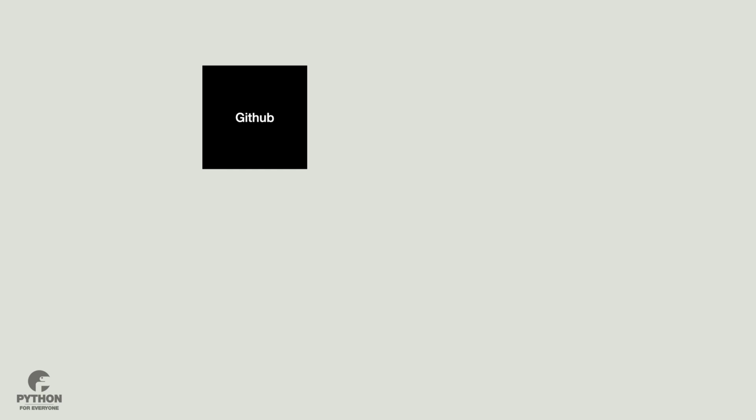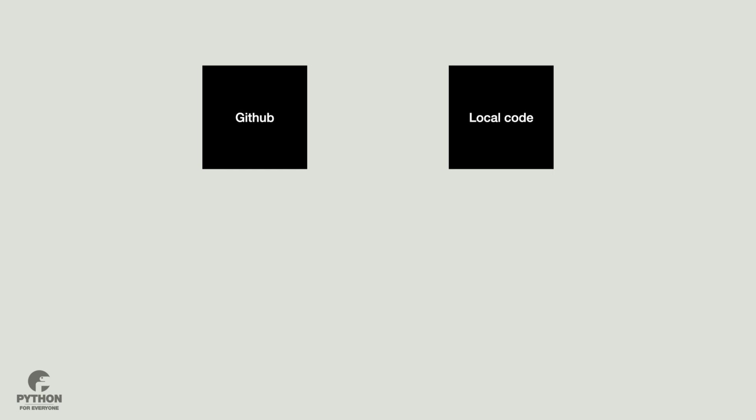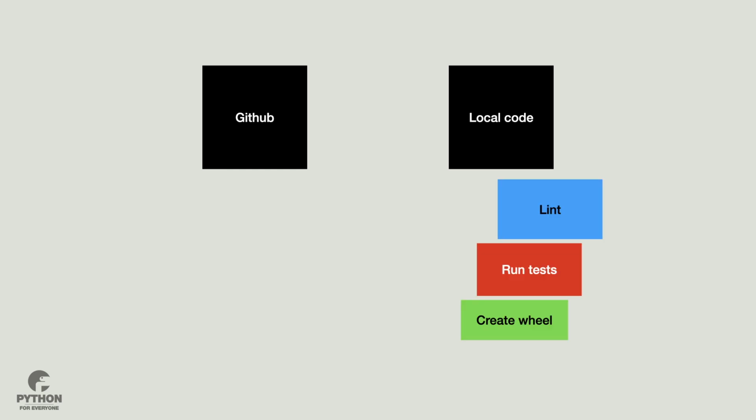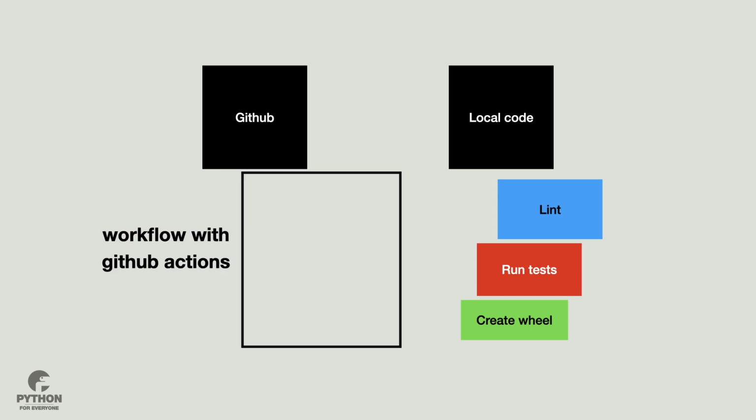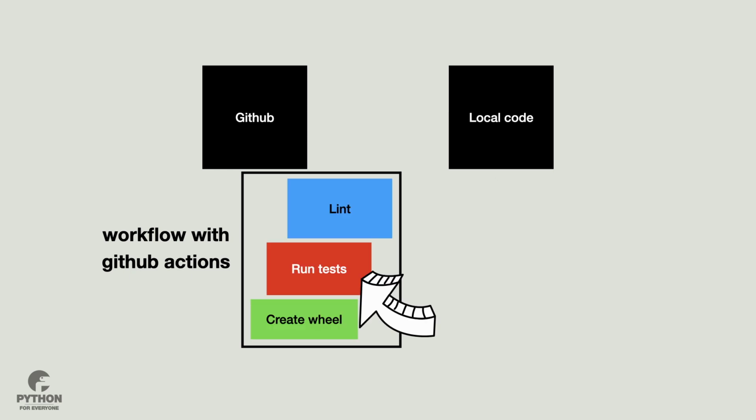In this tutorial, I start with an empty GitHub repository. I check it out on my local machine and start creating code. I will locally test it and locally build a wheel package from it. Once that works, I add a workflow with GitHub Actions. GitHub Actions will then be configured to run the tests and produce the wheel package.